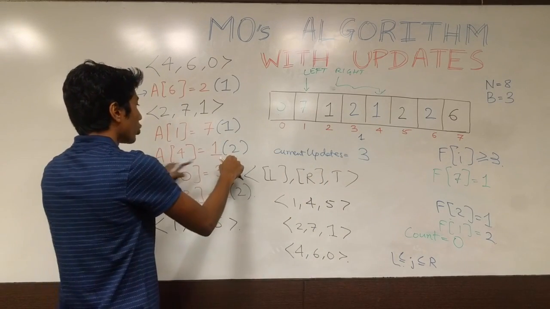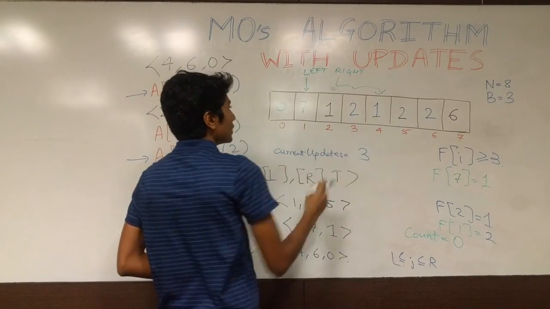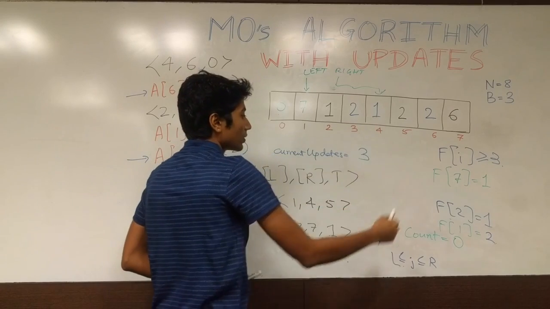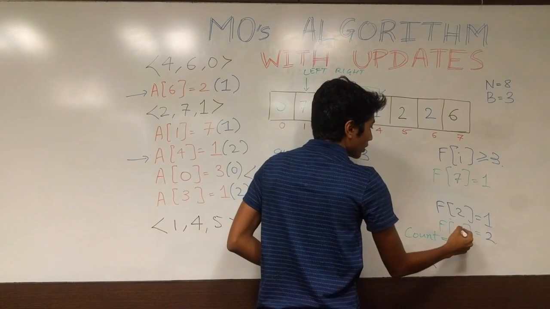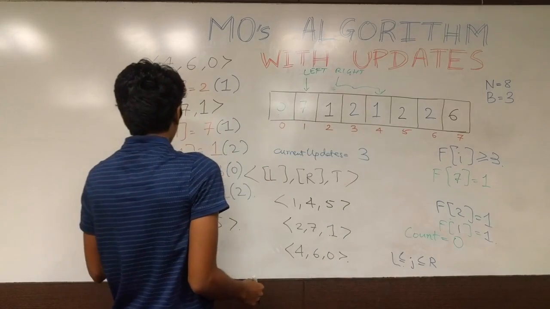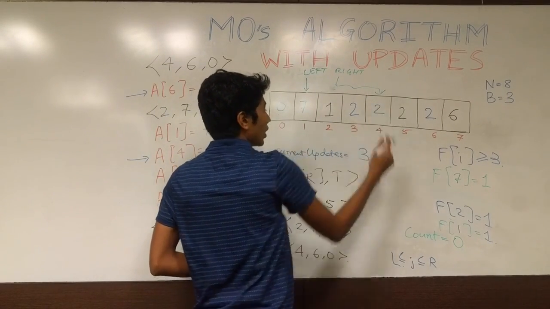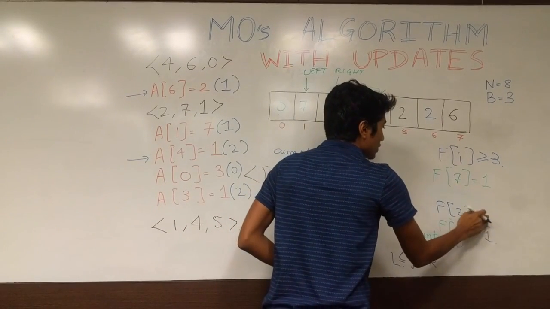A of 4 should be rolled back to 2. Does it fall in our range? Yeah, it does. So first we decrement the frequency of this element, f of 1 is set to 1. And what is that set to? 2. It needs to be rolled back to 2. So this element has its frequency updated to 2.